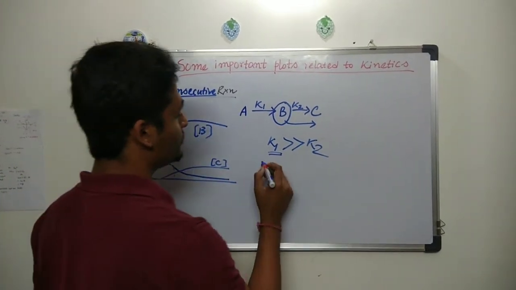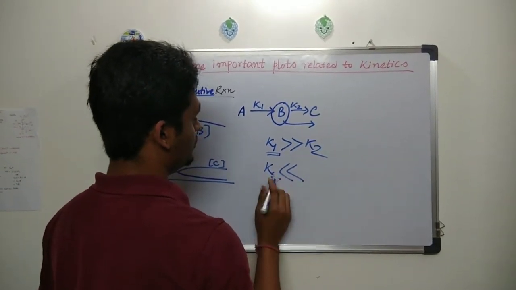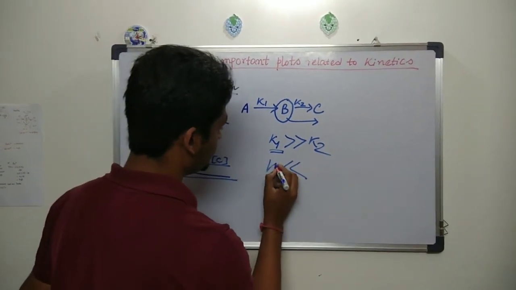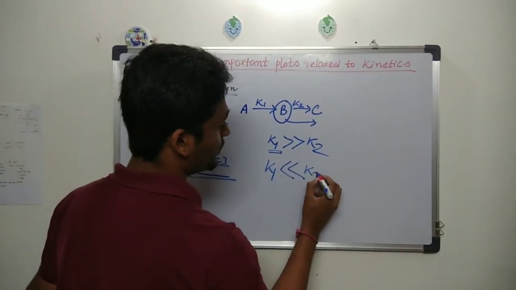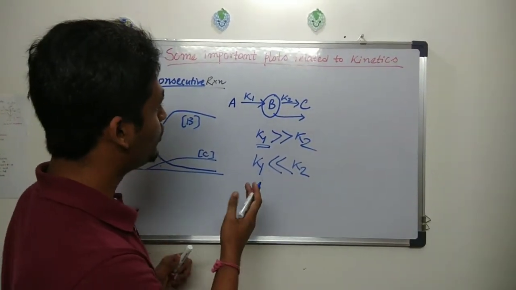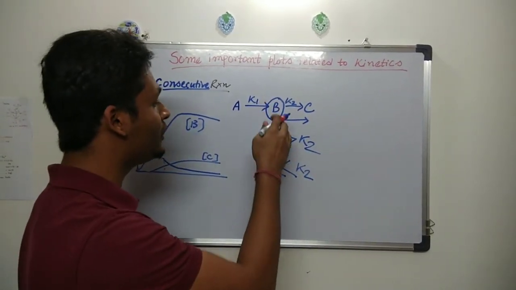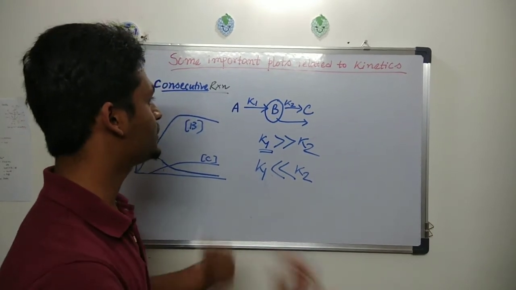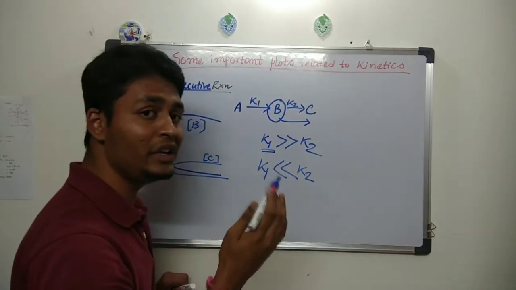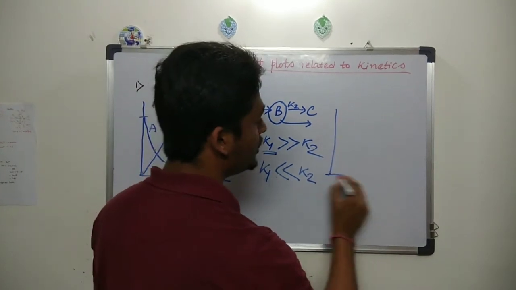Now, if they told you exactly the opposite, that K2 is very much greater than K1, what's the case? Now K2 is very big, so that means C is forming very fast. Whatever B is forming, in the very next second it is forming C. So that means the concentration of B in the reaction at any extent will be very small, and C will be very high.